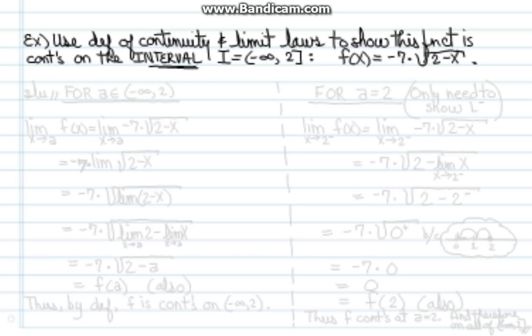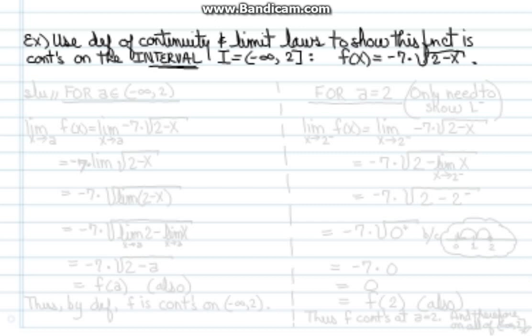This problem asks us to use a definition of continuity and the limit laws to show that this function, f of x equals negative 7 times the square root of 2 minus x, is continuous on the interval from open negative infinity to 2 closed. So this interval is from the smallest numbers up to 2 and including 2.